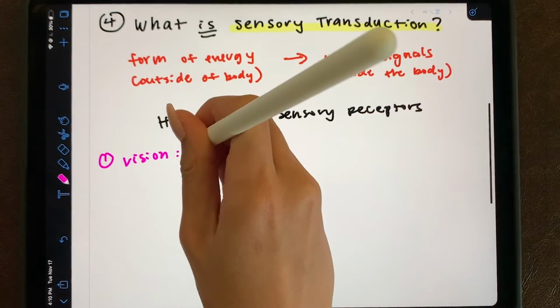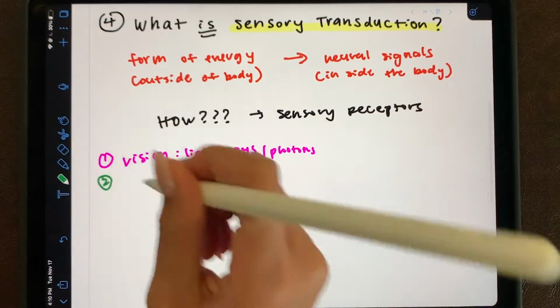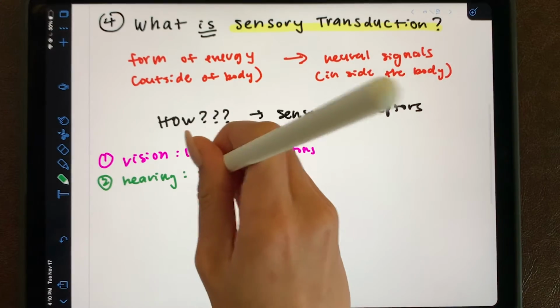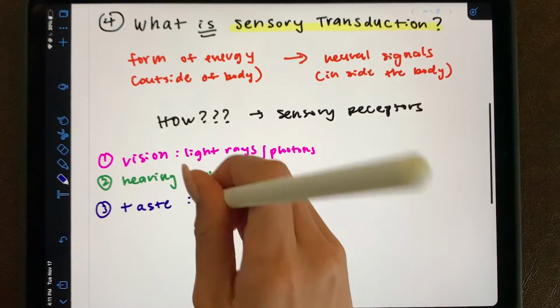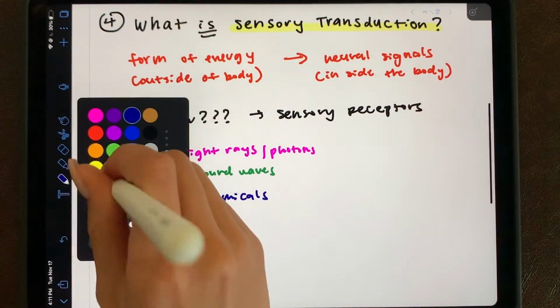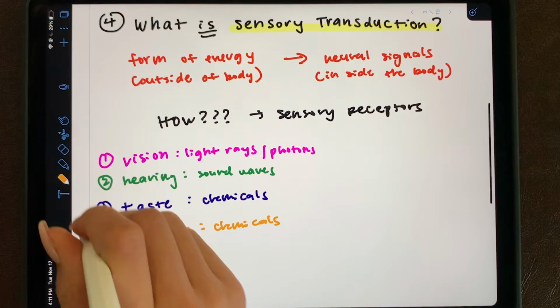Take vision, for example. Sensory transduction in vision refers to how we convert light rays, specifically photons, in our environment into neural signals using photoreceptors. In hearing, that energy comes in the form of sound waves with hair cells. Similarly, when tasting or smelling, chemicals are detected and processed by chemoreceptors. Lastly, for touch, energy comes from mechanical forces and is processed by multiple receptors detecting heat, pain, light touch, and other things.